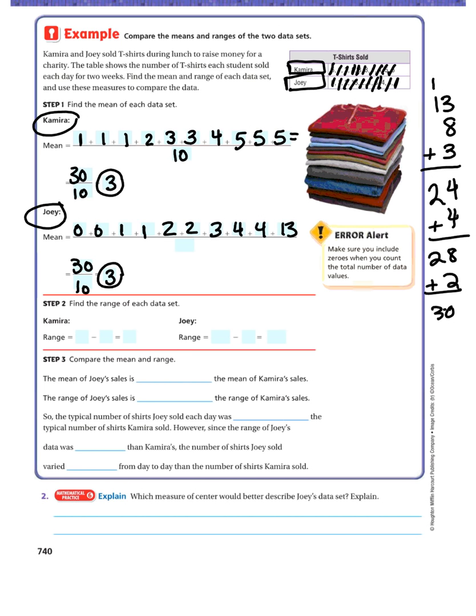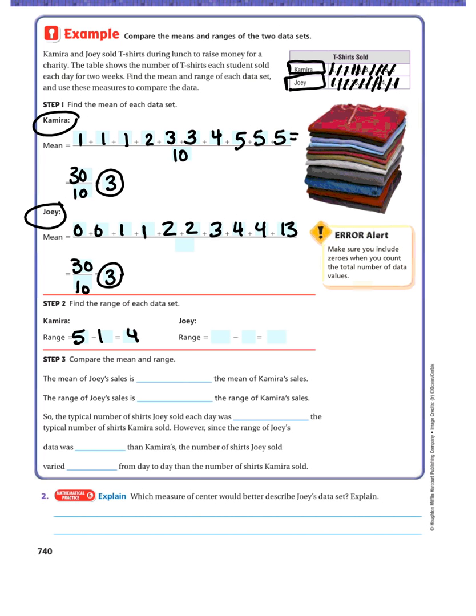Step 2. Find the range of each data set. Okay, so we need to find the range of each data set. So we're looking at Chimera first. Okay, so we're looking at the largest number, which is 5. Smallest number is 1. So 5 minus 1 is 4, for the range for Chimera.